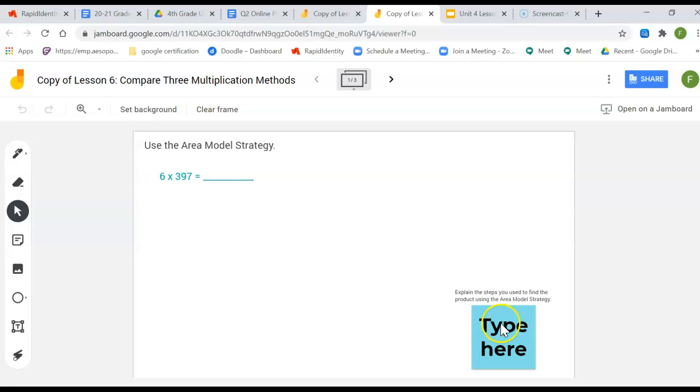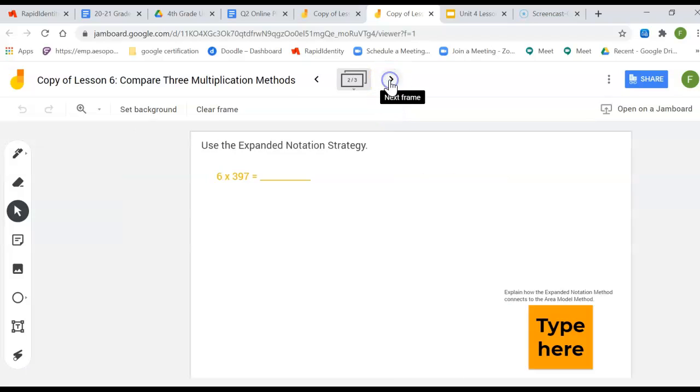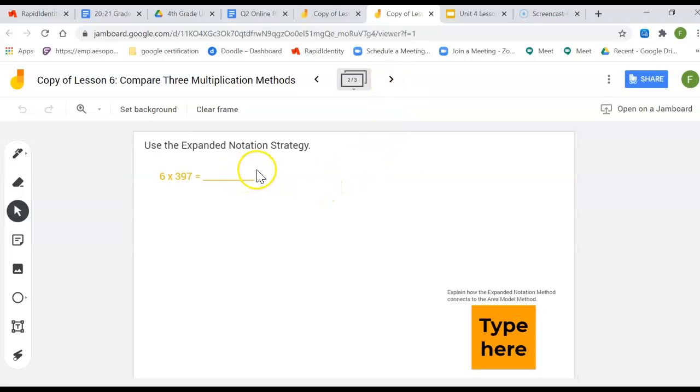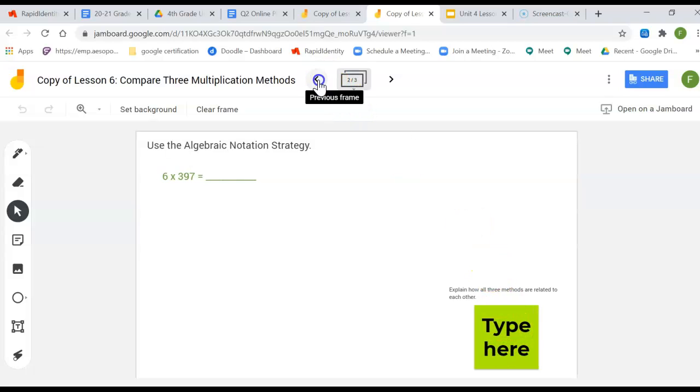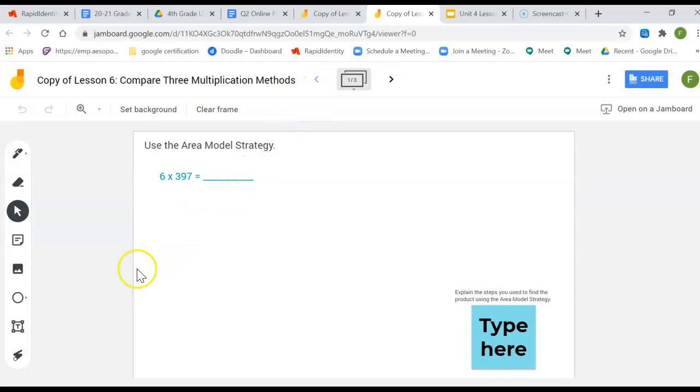You're going to do that in complete sentences. And your next one, you're using the expanded notation strategy. And again, down here you are typing and writing your explanation in complete sentences. The third one, you're using the algebraic notation strategy, and you are again typing your explanation right here in sentence form. And so this is your independent work, and make sure to complete all of them before you submit your assignment to your teacher.